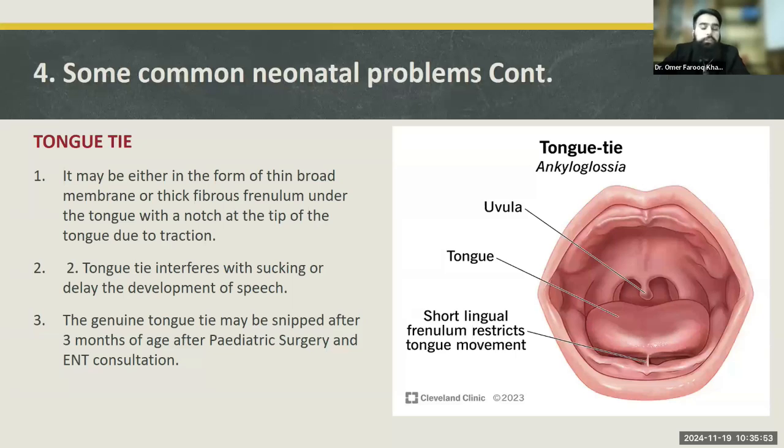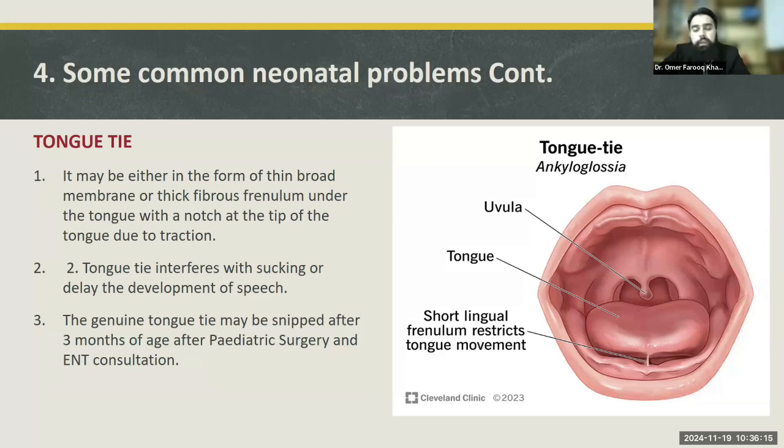Tongue tie interferes with sucking or delays the development of speech. Those kids who have severe cases of tongue tie cannot utter the words clearly, and their speech development gets delayed. The genuine tongue tie may be snipped after 3 months of age after pediatric surgery and ENT consultation.